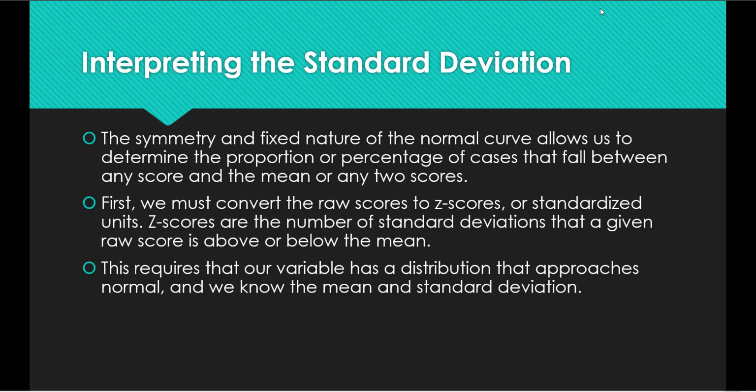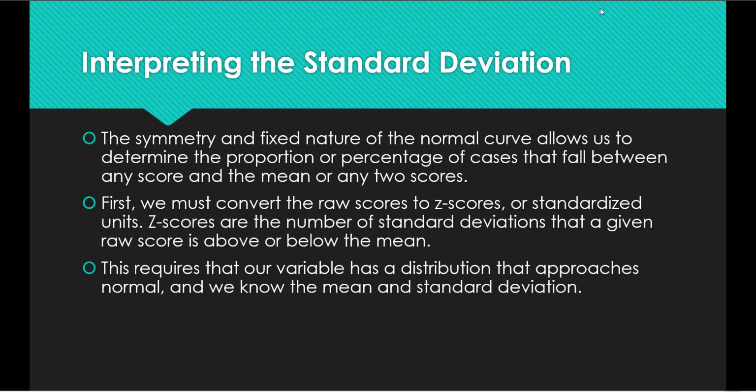Things like that. The first thing we have to do is convert the raw scores that we have, whether from SATs, income, or whatever it is, to what are called z-scores. These are the standardized units. Z-scores are the number of standard deviation units that a given raw score is above or below the mean. Going back to our previous graph, stuff that was 1, 2, 3, or 4 standard deviations above or below the mean is a z-score. We can take a raw score, convert it to a z-score, and see where it falls on that normal distribution.